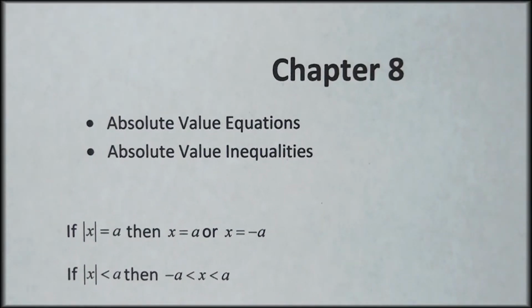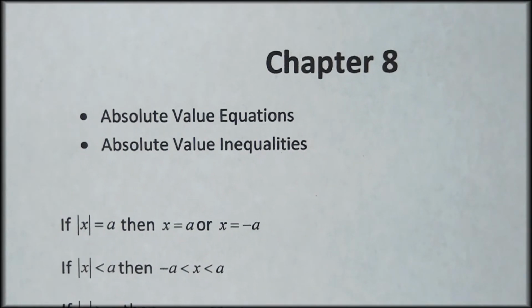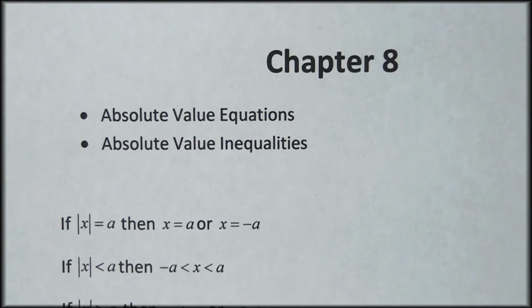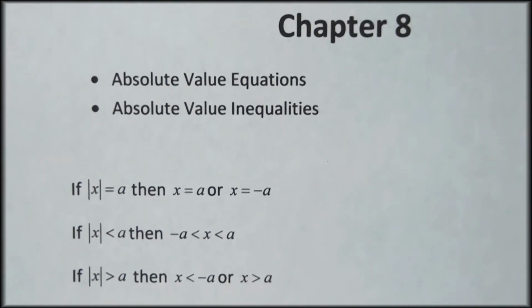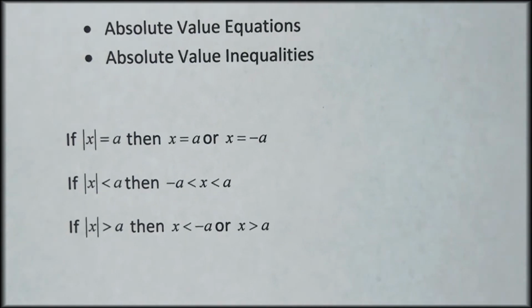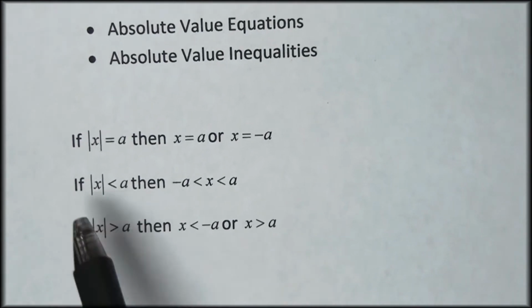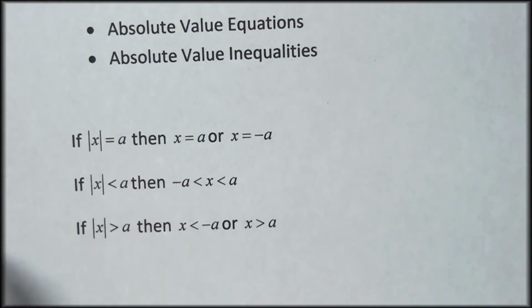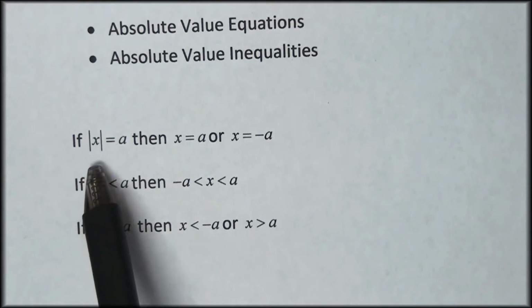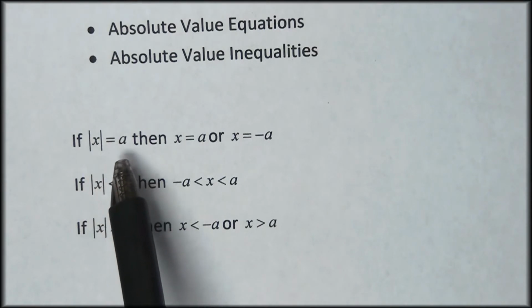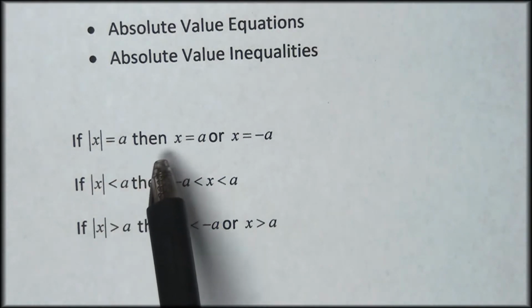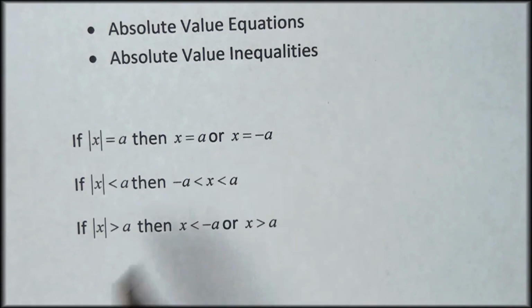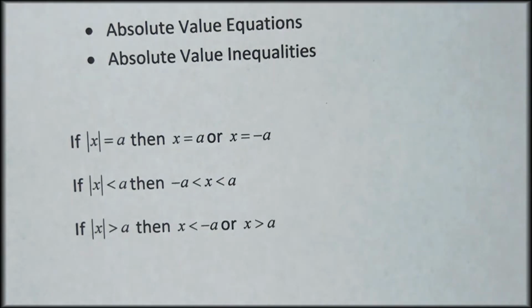In this session, we'll be taking a look at Chapter 8 objectives. We'll solve absolute value equations and absolute value inequalities. First, we'll take a look at the formulas. And the first formula is the formula for an absolute value equation. And it states that if you have the absolute value of x is equal to some value a, then you want to solve x is equal to a or x is equal to negative a.